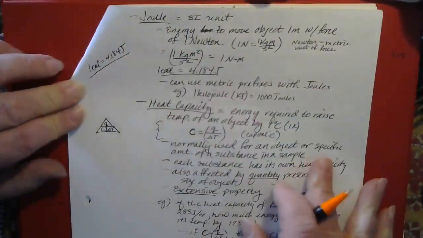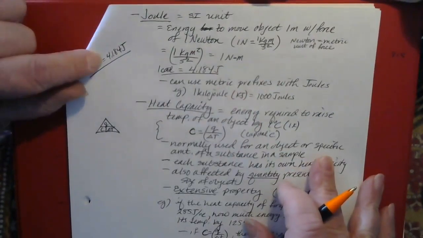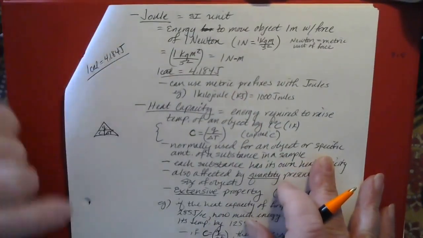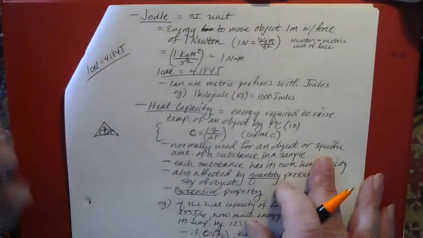First things first, how do they relate to each other? 1 calorie is 4.184 joules. And that's a well-known conversion factor. You can find that all kinds of places. I'm sure it's in the book, or you can look it up.